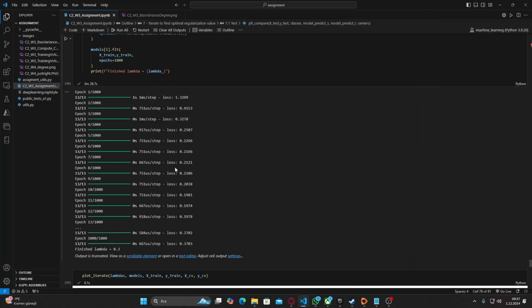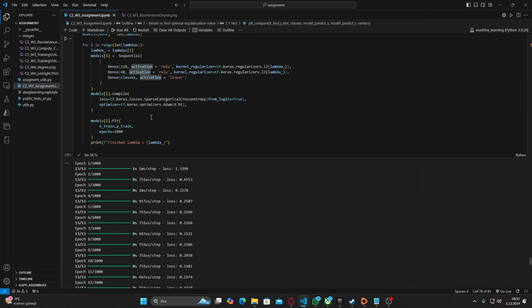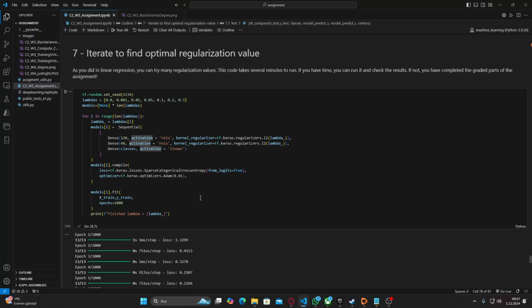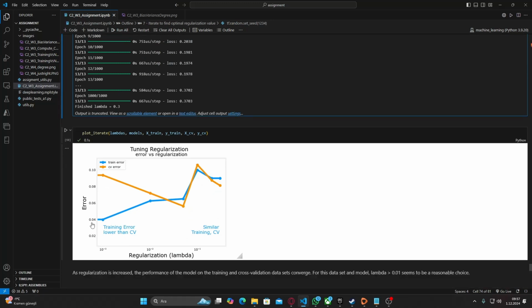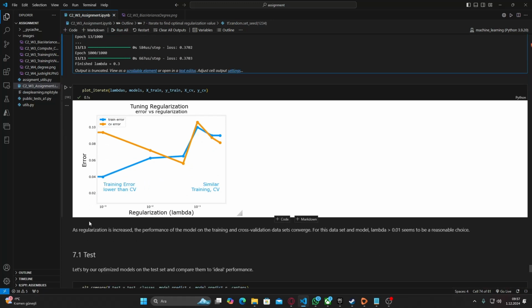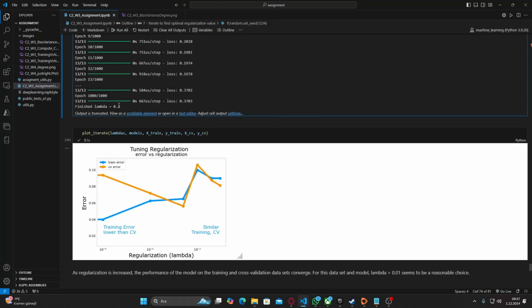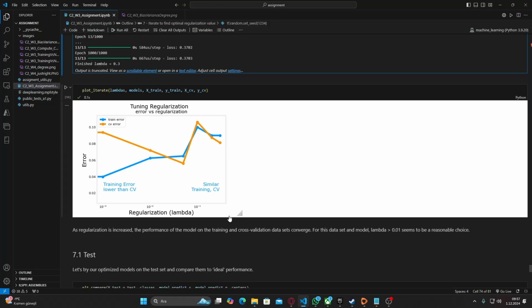Okay, yes, it's finished iterating to find an optimal regularization value, and it found that lambda is 0.3, and it's in here. As regularization is increased, the performance of the model on the training data and cross-validation dataset converge. Yeah, in here, this is bigger than 0.01. So sometimes bigger steps for learning is better.